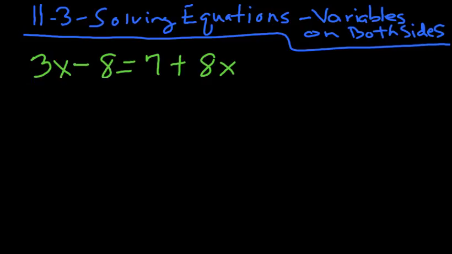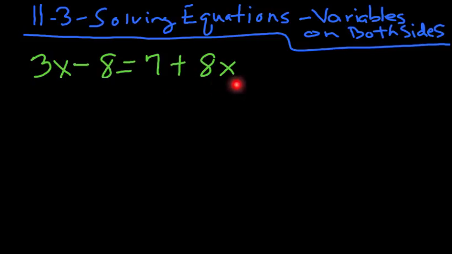Okay, so remember when we first started solving equations and we wanted to get minus 8 out of the way, so we did plus 8. We're sort of going to do the same thing. Only this time what we need is for the variables to be on the same side. We need this x and this x all to be together on one side.